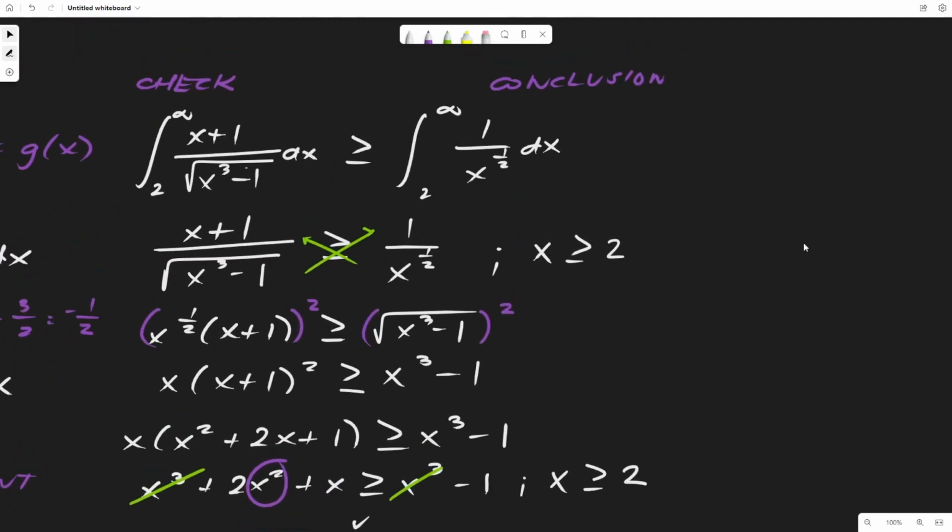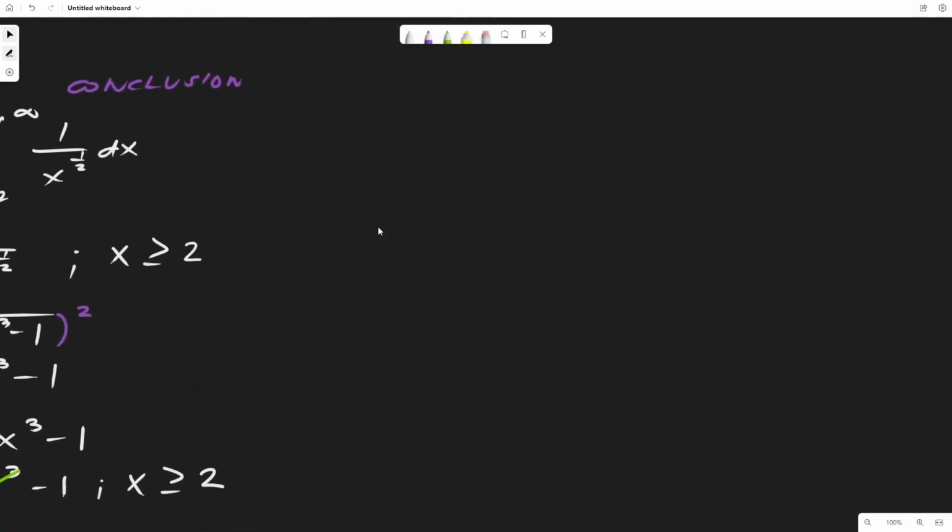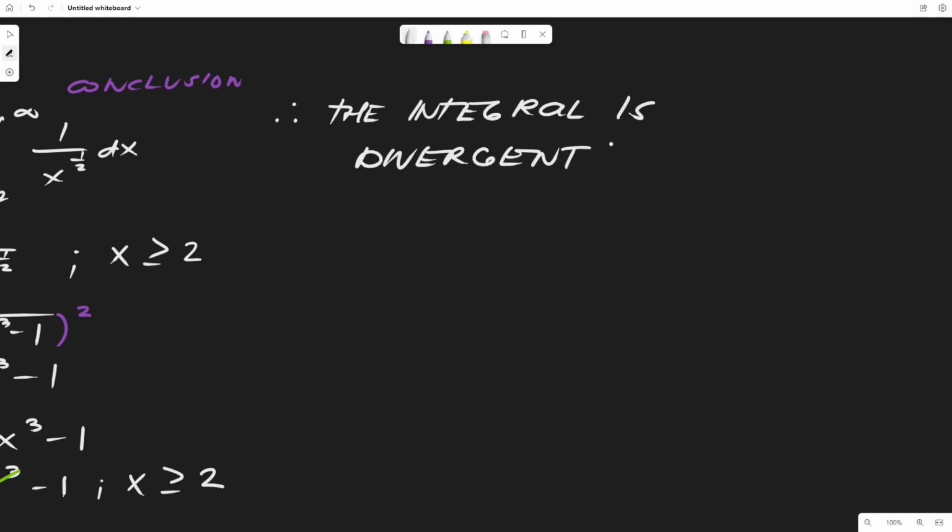So for the conclusion part, this is where I put it. Since our checking is true, therefore the integral is also divergent. We do not need to solve for the value of the integral itself because it is divergent, it will only lead to infinity. Okay? So, let's proceed with the last number.